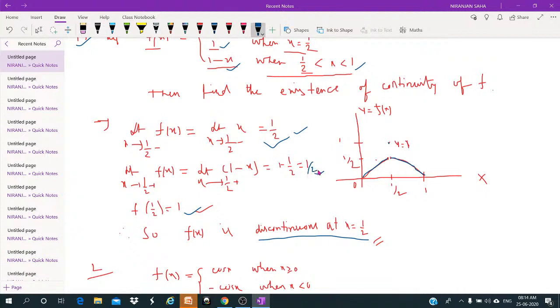So you can look at this. This is discontinuous, but here these are equal, these are equal, but this is not equal. So these are discontinuities of the first kind, first kind of discontinuity.